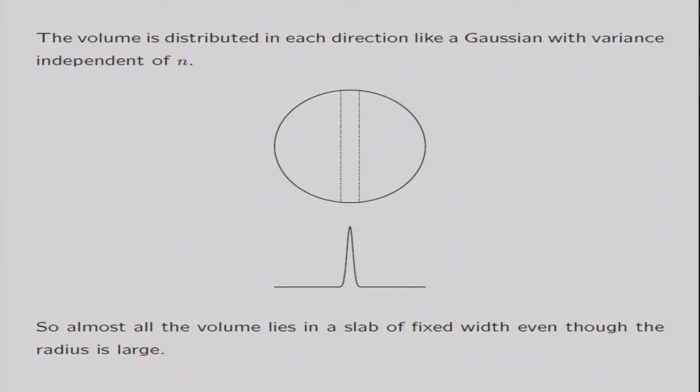Okay, so there we are. There is a ball in high dimensions, big radius. When you scan across it and you plot a graph of the slices, the volumes of the slices, or the n-1 dimensional volumes of the slices, you get a Gaussian. This Gaussian has a variance which is fixed, independent of n. And of course, when n is big, that's tiny compared to the radius of the ball. So you see this spiky little Gaussian in the middle. And most of the mass of the ball lies in this slab of a fixed width, even though the radius is growing. Okay?